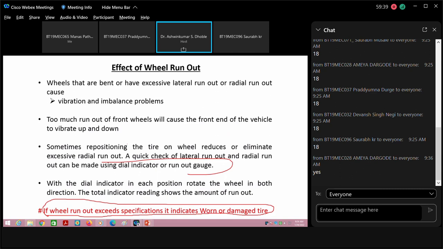So this is basically the runout. In the next class, we are going to see what we mean by wheel balancing and other things. Okay, so we'll stop here.